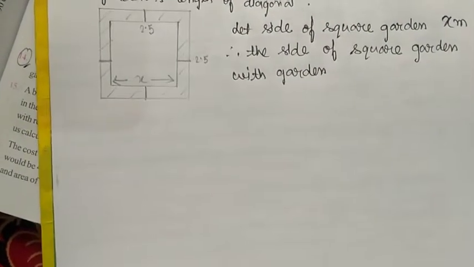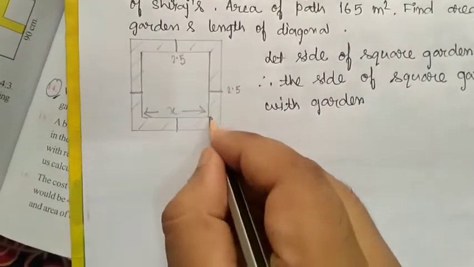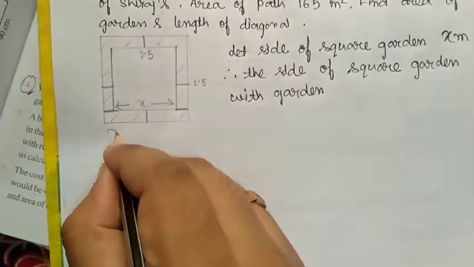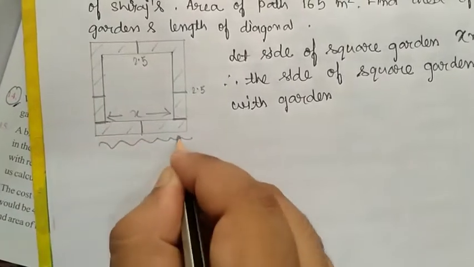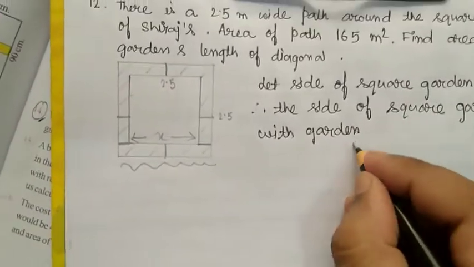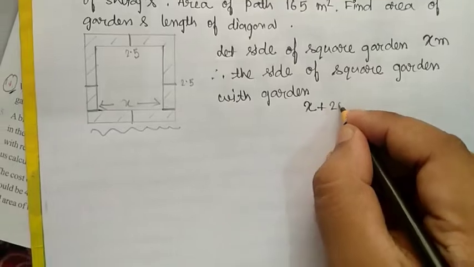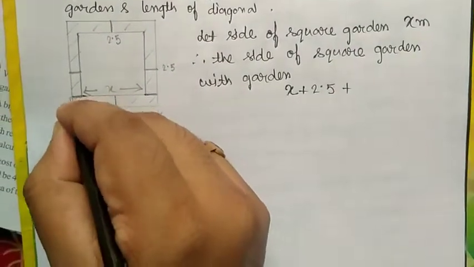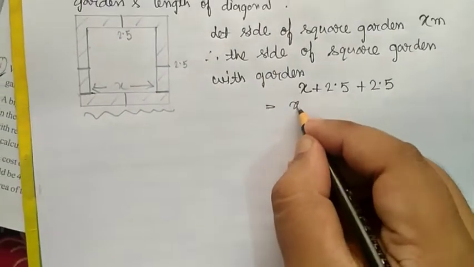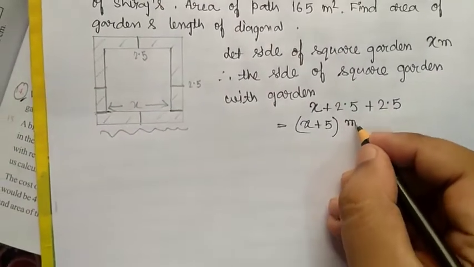This is very important, see carefully, all of you. This is x, this is 2.5 meter and this is also 2.5 meter. So the side of the square garden with the path is x plus 2.5 plus 2.5, which equals x plus 5 meter. Okay.